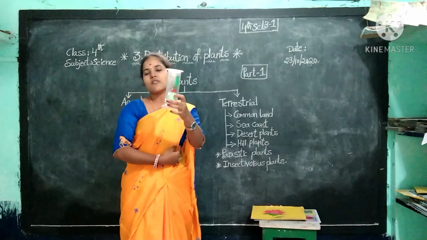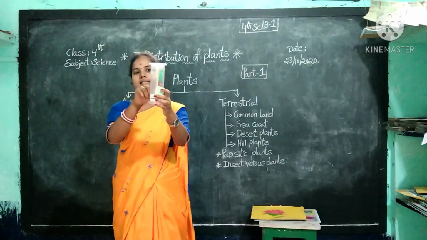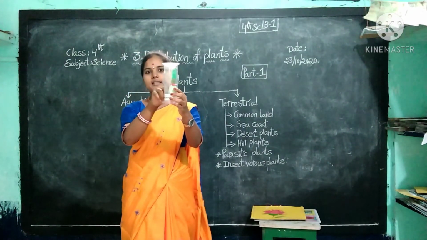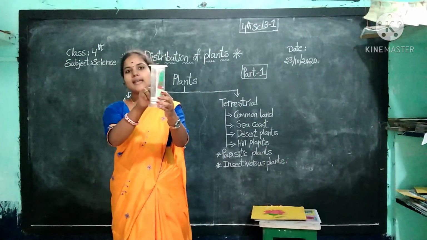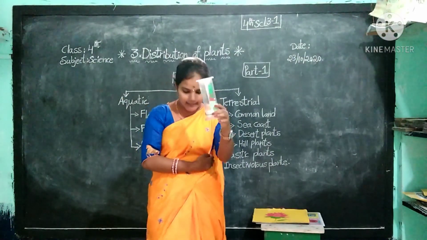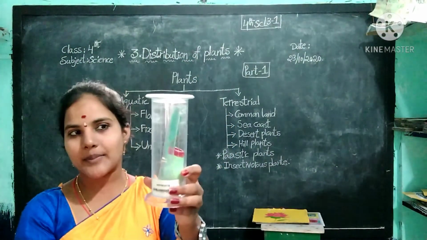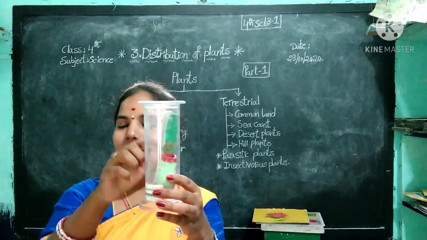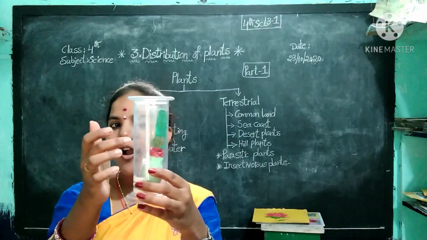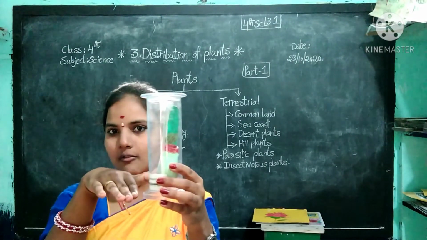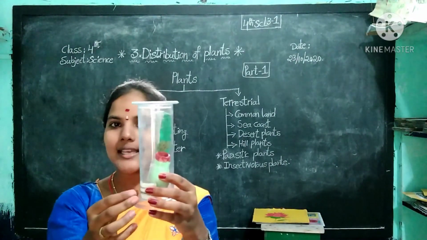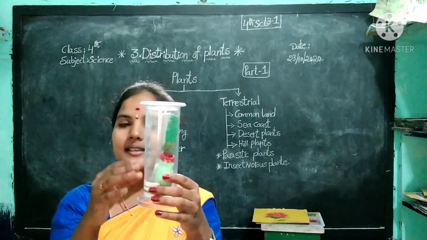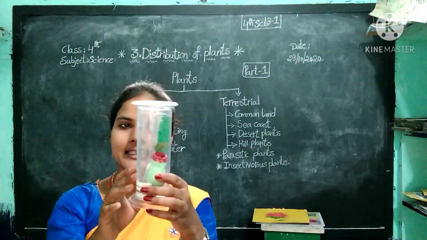Nepenthes plant. Observe clearly, children, this is the lid of the Nepenthes. When an insect enters here, automatically the lid closes and digests the insect. This is the specialty of these plants. They digest the insects. That's why the plant is called an insectivorous plant.